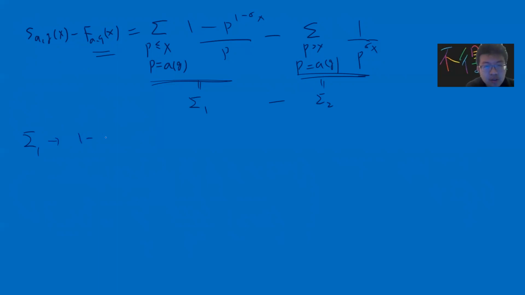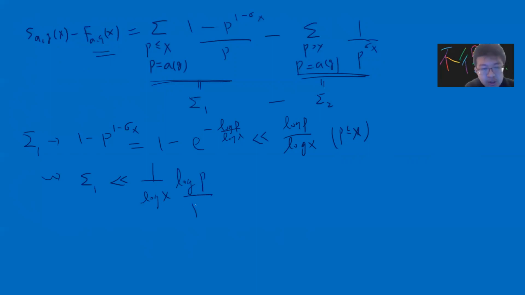Because 1 minus p^(1-σ(x)) could be written as 1 minus the exponential of log p over log x. So this is very, very less than log p over log x, if p is less than or equal to x. And this will make sigma 1 less than or equal to 1 over log x times the sum of log p over p, summing over p less than or equal to x.